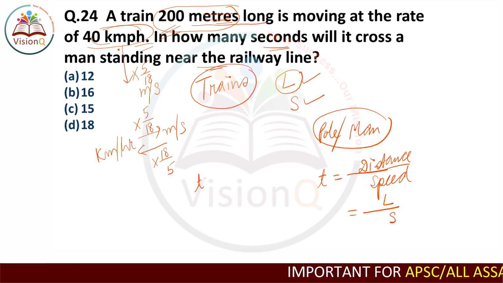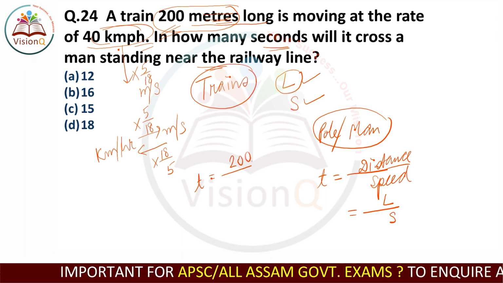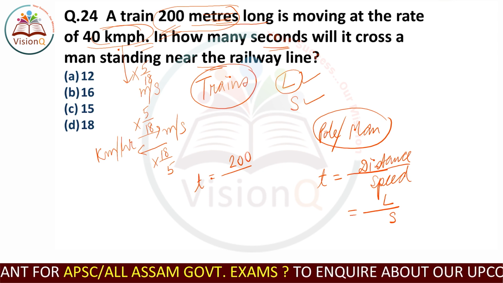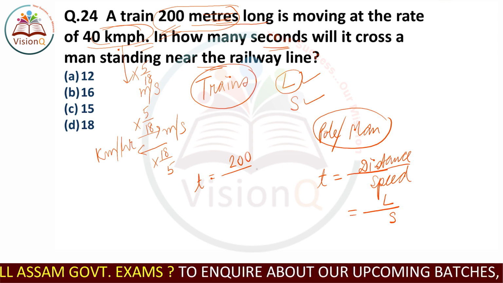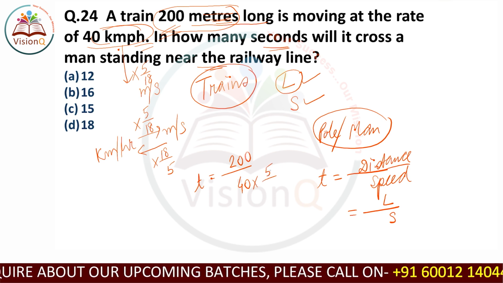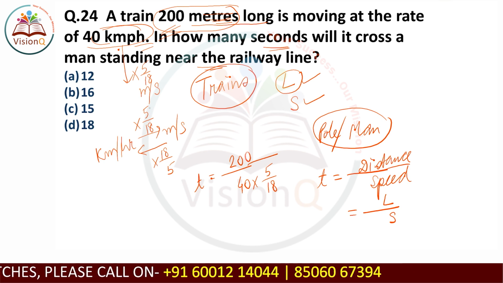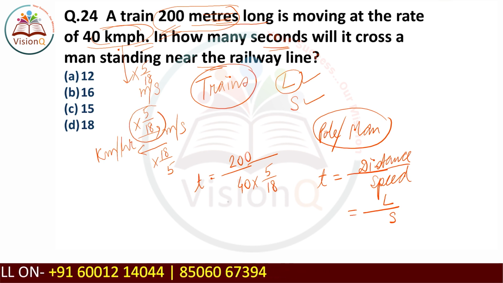Now time will be equal to L by S. Now length is 200 meters. Since distance is in meters, speed should be converted to meter per second by multiplying this 40 with 5 by 18. Because we know to convert from kilometer per hour to meter per second, I have to multiply with 5 by 18. Now just cancel here.